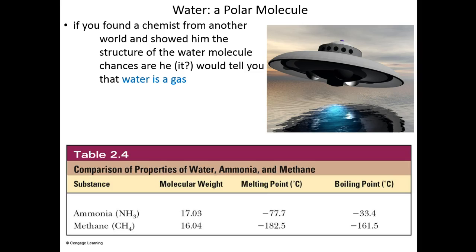Here are two gases we're familiar with. Ammonia is NH3, whereas water is OH2, and methane, CH4. The molecular weight of ammonia is about 17 Daltons. Of methane, it's about 16. The melting points are well below zero, and the boiling points are below zero as well. What that means is that ammonia and methane boil well below zero. So at room temperature, it's completely boiled off. It's a gas.